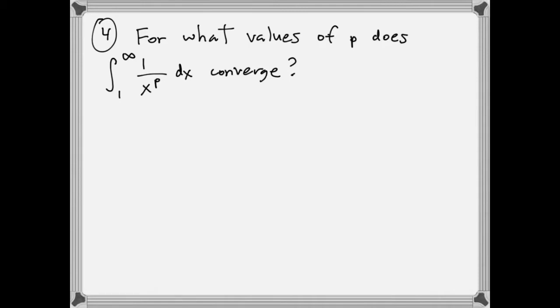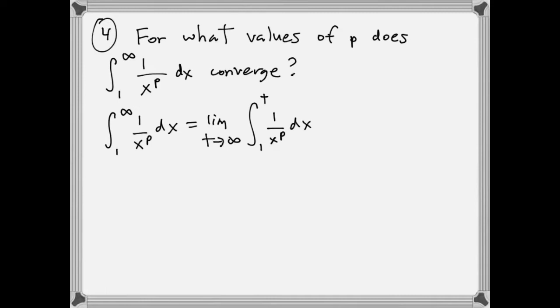So we get that this integral, what I'm going to do is I'm going to rewrite it this way. We know that this is the same thing as sending t to infinity. And so I'm going to do this part separately, okay? So let's start with what happens if p is equal to 1. Let's do that. What happens if p is equal to 1?